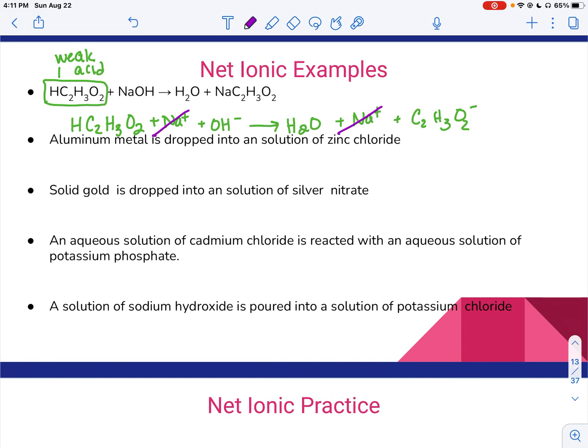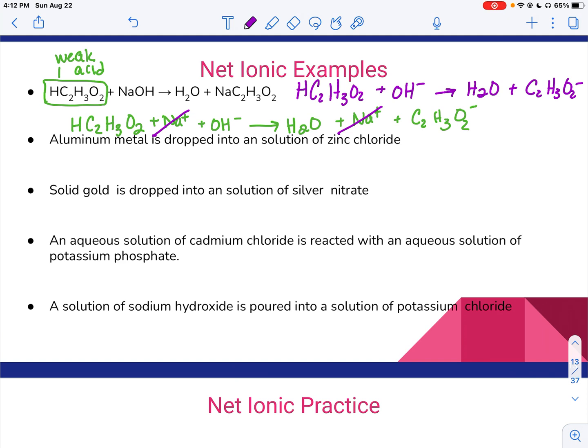So once you've canceled all the spectator ions, you can just rewrite the equation without them. So we end up with acetic acid plus OH- gives us water plus acetate. So sodium, as soon as we put a compound with it in water, sodium hydroxide, it dissociates, and then it didn't do anything. It just stayed as Na+, so we don't care about it. We can take it out of our equation. It's not going to factor into the chemistry behind it.